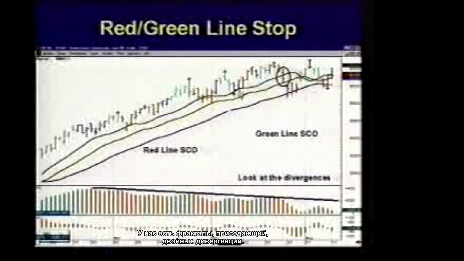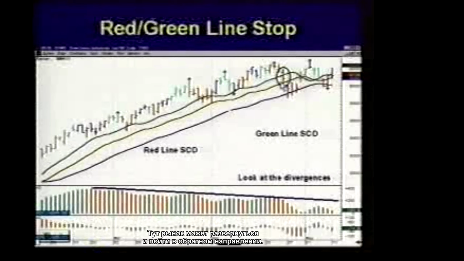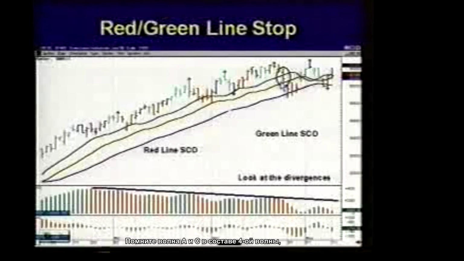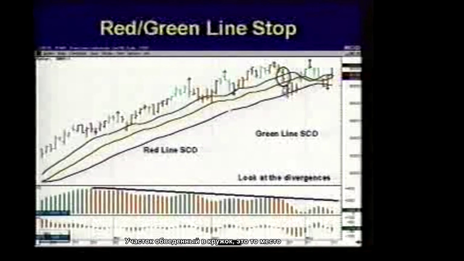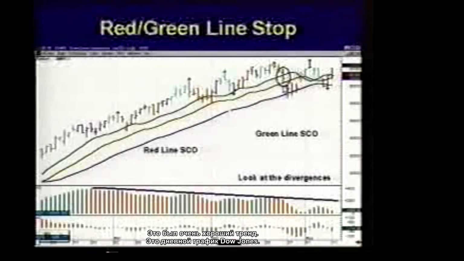We have fractals, we have squats, we have a double divergence. This is where you do not want to get caught. The market can really bounce the other direction. Remember, an A wave and a C wave in the wave 4 are impulsive waves. So when a third wave is complete, you may see a very quick bounce. So at this point where we're circled, this was where our green line stop stopped us out of the market. And this was a very nice move.